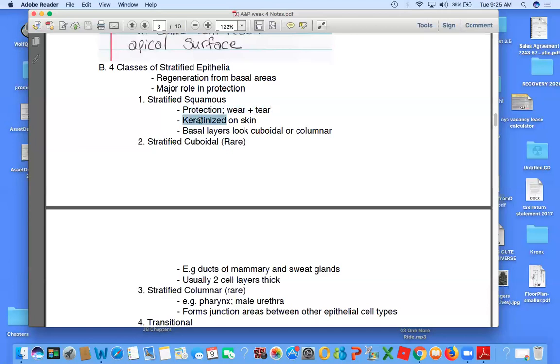The keratinized layers on the skin, what do I mean by keratinized? Keratin is a protein. Remember that word, keratin. Feel your hair. Feel your skin. Feel your fingernails. All pure keratin. Your skin is impregnated with keratin. And keratin is a protein to protect. That's really its function in the body. So we say that the skin is keratinized, or that it is filled with protein.